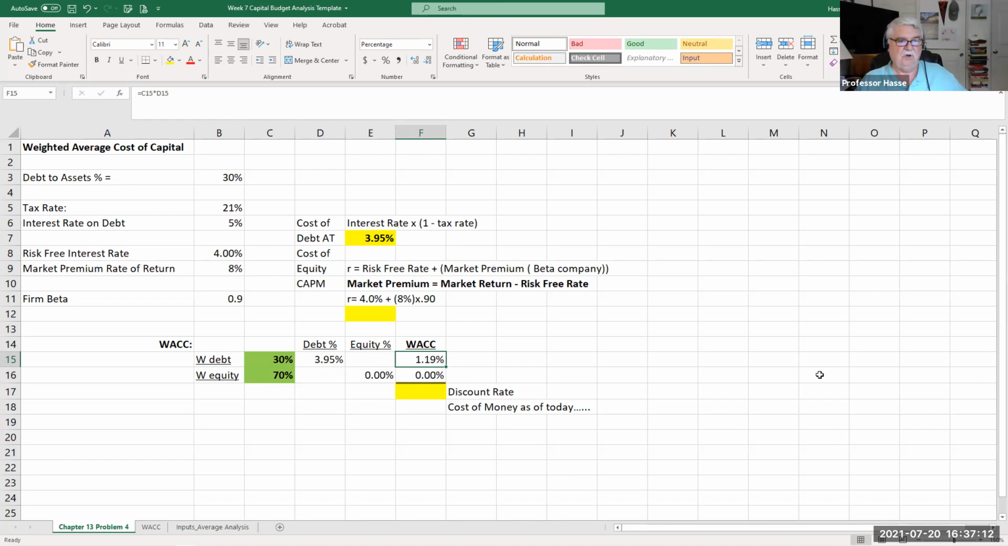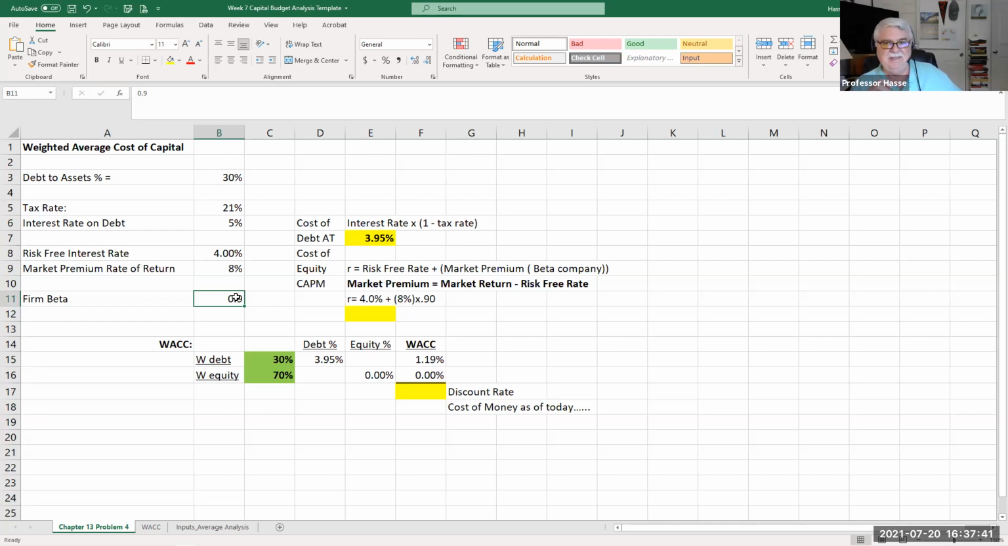Now let's determine the cost of equity. Here are the parameters given in the problem for that. The risk-free interest rate is 4%. The market premium rate, which is the average return on the stock market, is 8%. And this firm's beta is 0.9. That's the risk in the market of this company over the last 4 years, 16 rolling quarters.